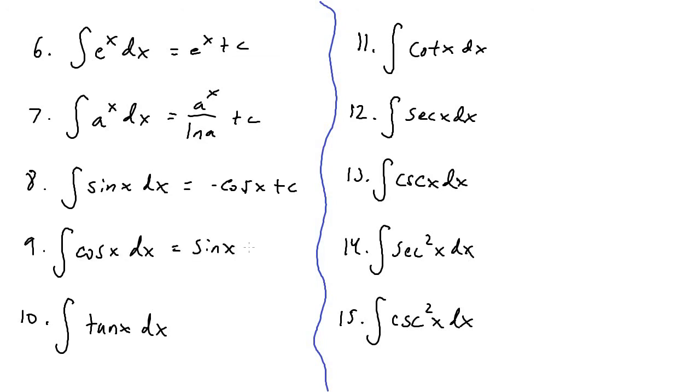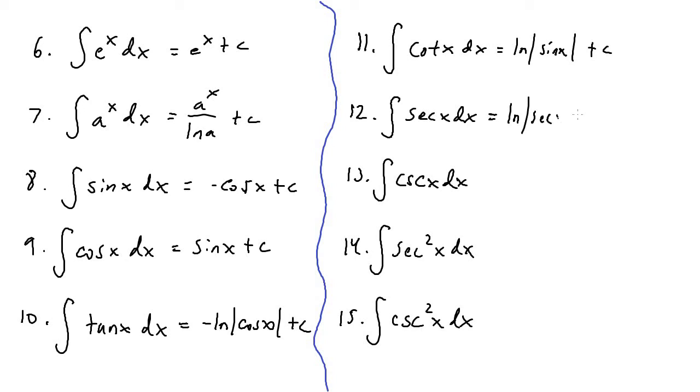And then for number 10, the integral of tangent x dx is going to be negative natural log absolute value of cosine of x plus c. Now for number 11, the integral of cotangent x is going to be natural log absolute value of sine of x plus c. For number 12, the integral of secant x dx is going to be equal to natural log absolute value of secant x plus tangent x plus c.